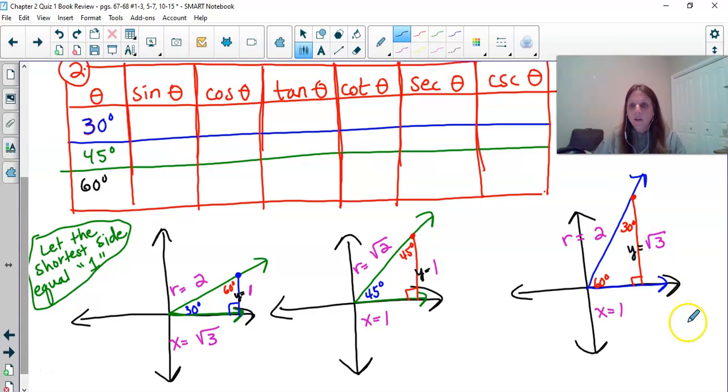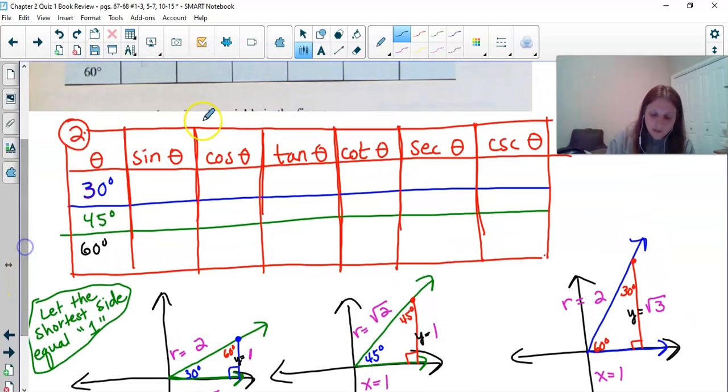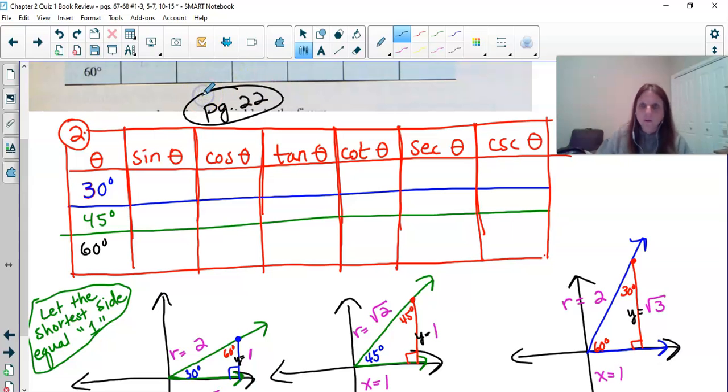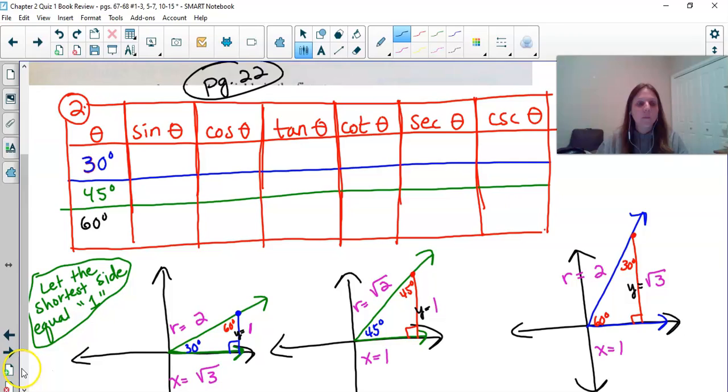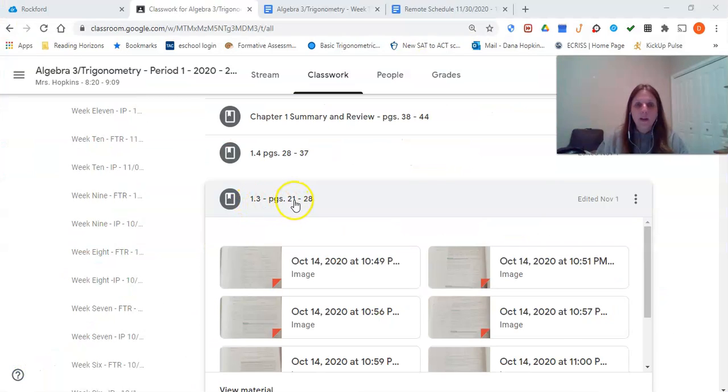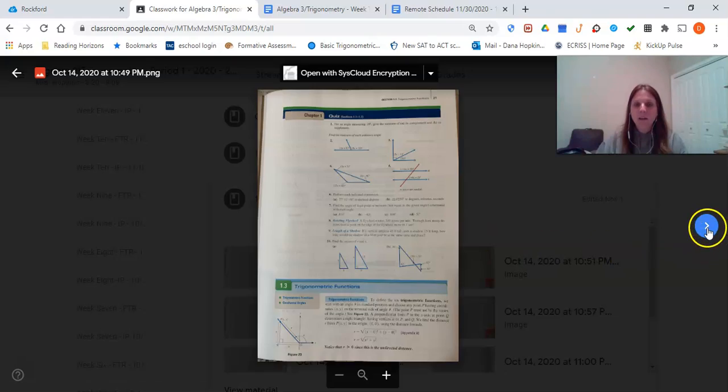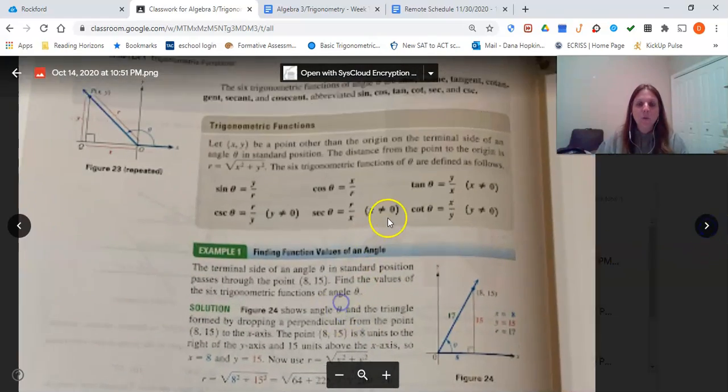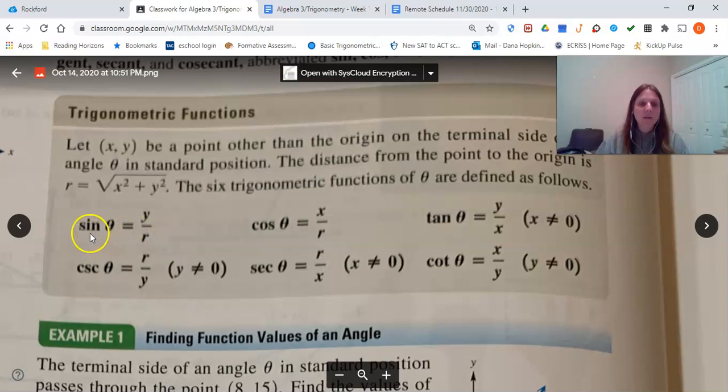Okay, now it's been a while since we've looked at these trig ratios, so I'm going to look them up. They are on page 22 in your textbook. So I'm going to bring those up and we'll take a look at them now. I'm in section 1.3. You can see page 22 would fall in here. And I'm going to find these trig ratios. Here they are.